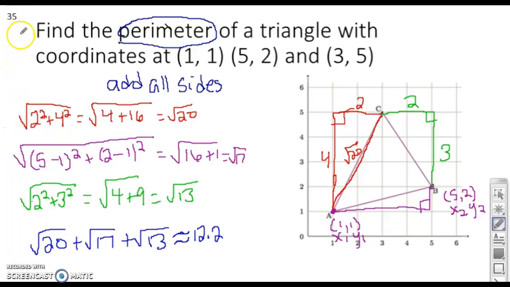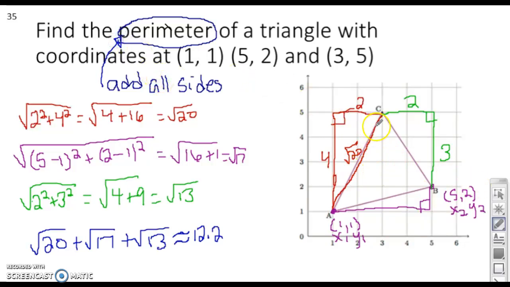Okay, so I just solved this whole problem and I wasn't even recording myself. But I don't feel like rewriting it, so now I'm just going to explain it. So it says find the perimeter of a triangle with these coordinates. And remember, perimeter means we're going to add up all the sides.